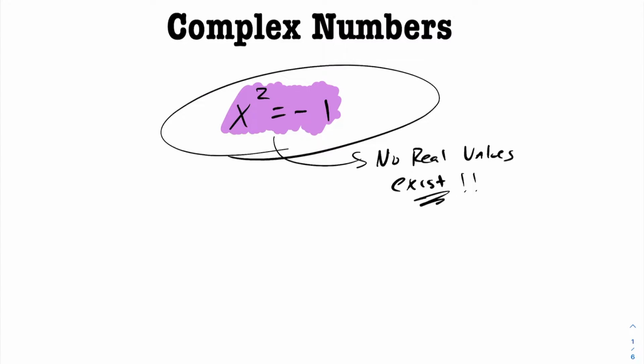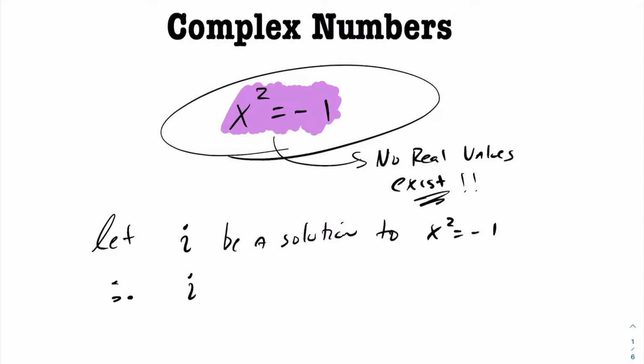At this point, what is done, we're going to introduce a number that satisfies this equation. I'm going to let i be a solution to the equation x squared equals -1. So therefore, we have the property that i squared is equal to -1. And we call i an imaginary number.